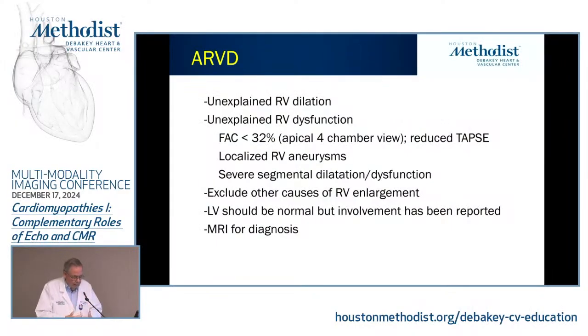So in essence, you start with an unexplained RV dysfunction that you then need to follow through to look for more findings. And again, as you're going to hear, cardiac MRI can be quite helpful. So you exclude other causes of RV enlargement and dysfunction. The LV is usually normal, but there is a rare form of the disease that can also affect the LV, to make matters more complex.